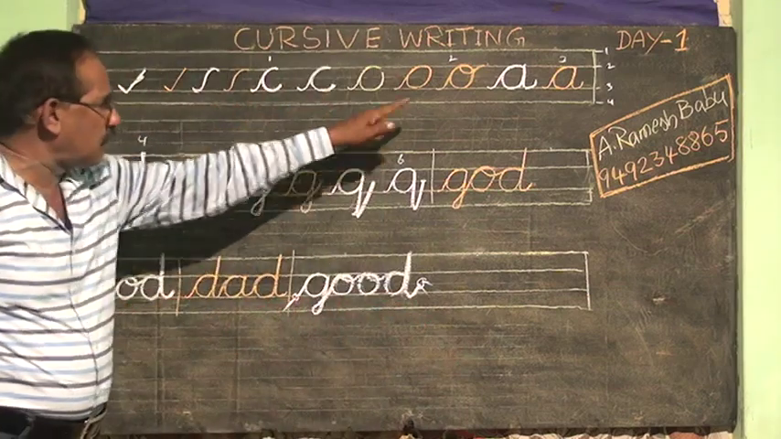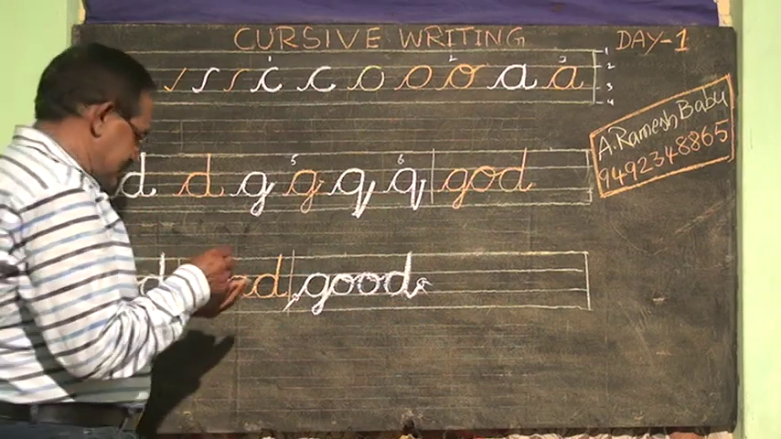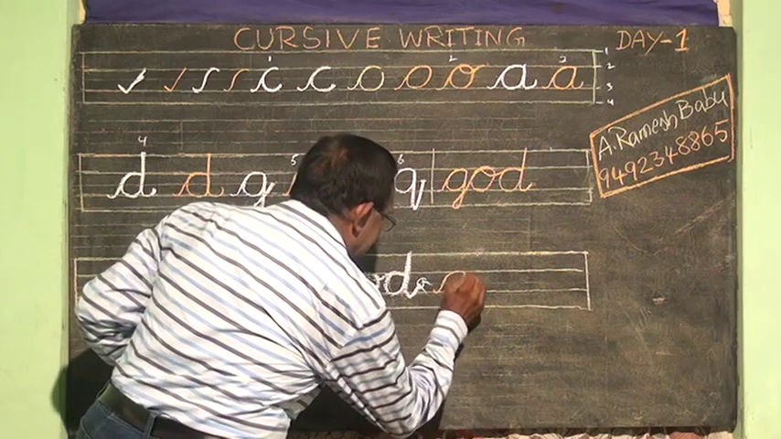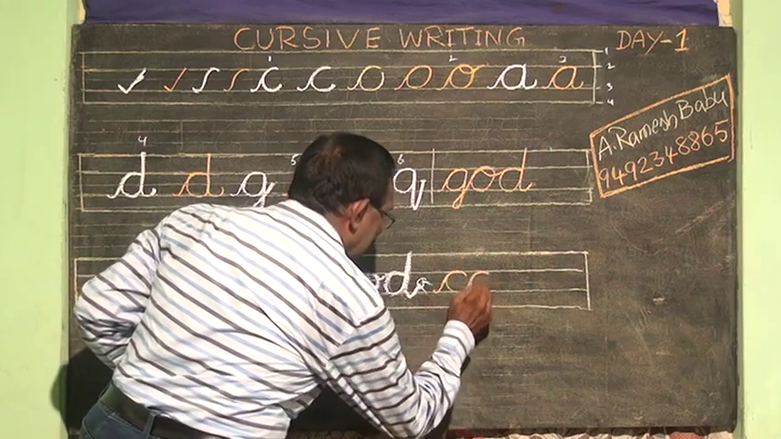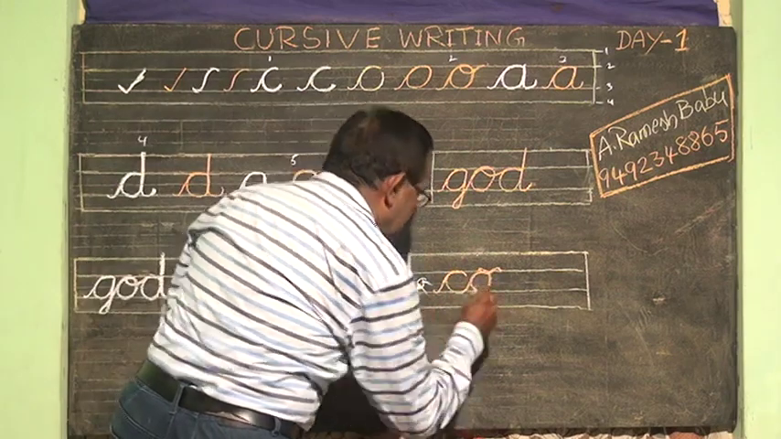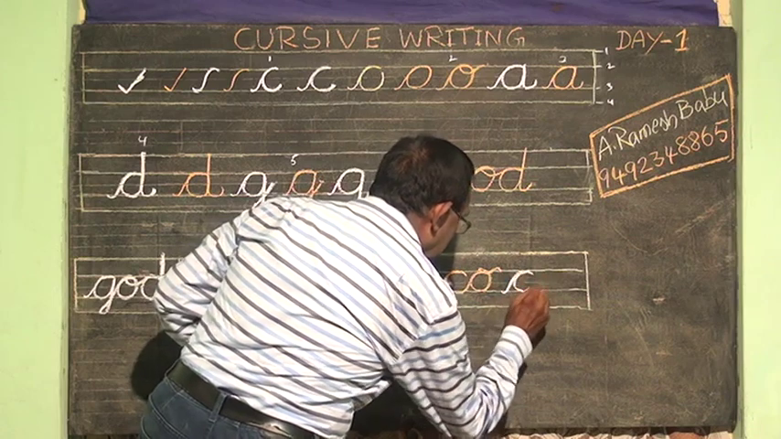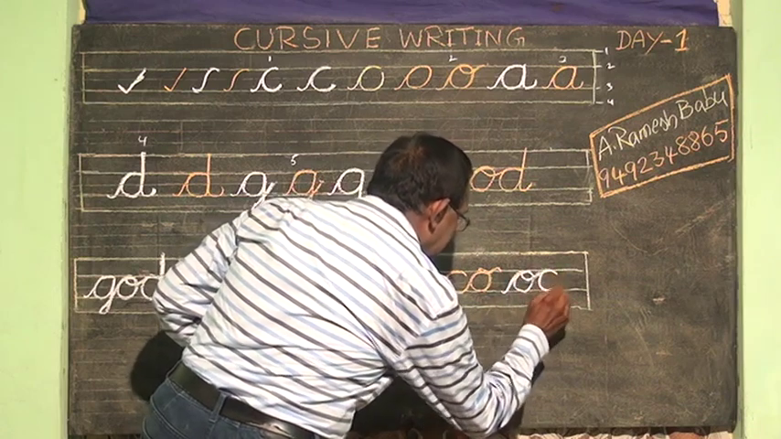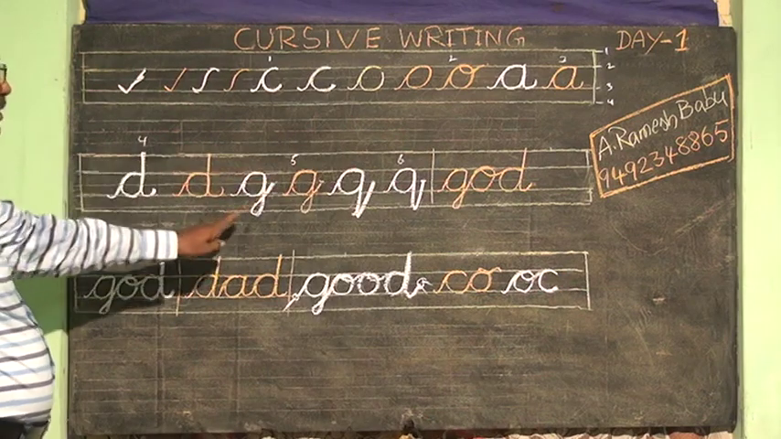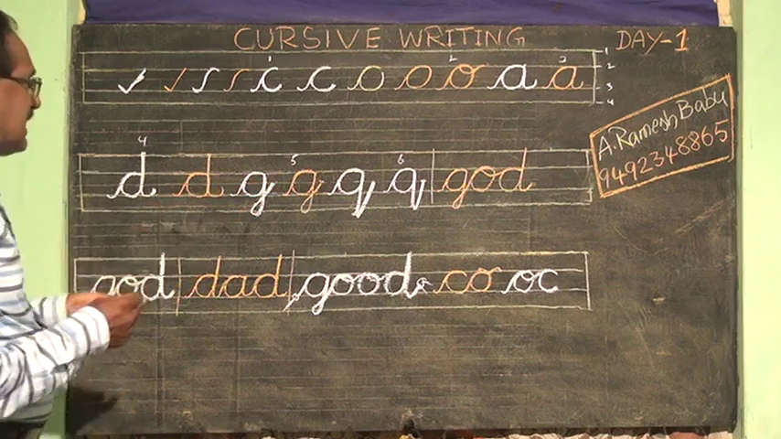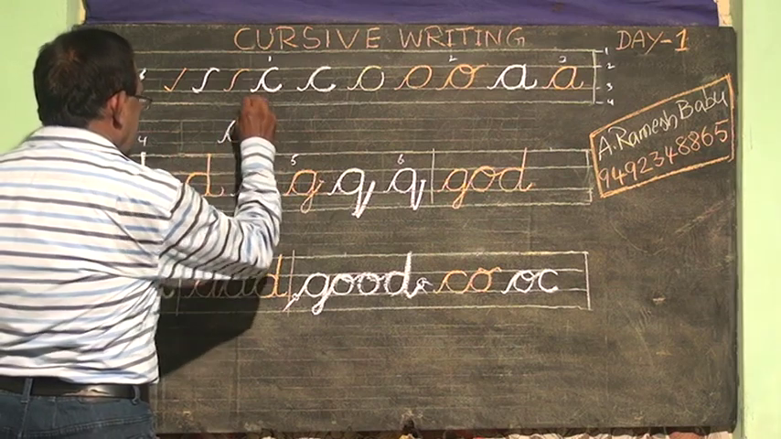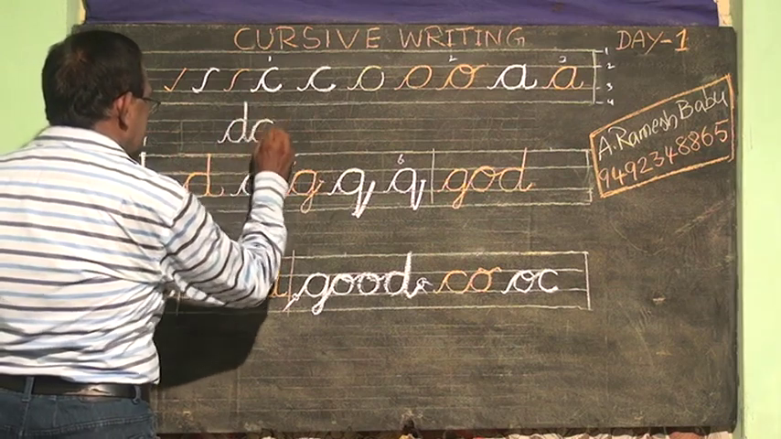After that, any two letters you can join. Suppose you want to join CO, write down the CO. C, look at the board now, C, O. Write down after this one, OC. How should you write OC now? Reverse it to OC. O, C. After that, you write down DG or GD, DG. D, G.